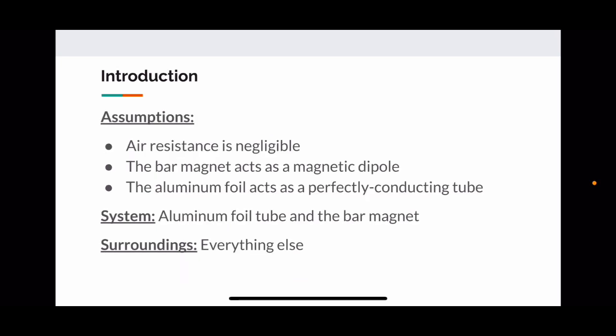Some assumptions we make is that air resistance is negligible. The bar magnet acts as a magnetic dipole as it falls through the tube, and the foil acts as just a conducting tube around the magnet. The system is the foil and the bar magnet, and the surroundings will be everything else.